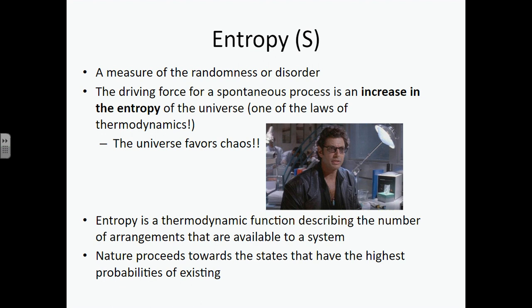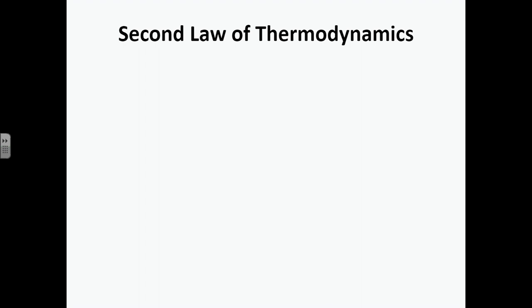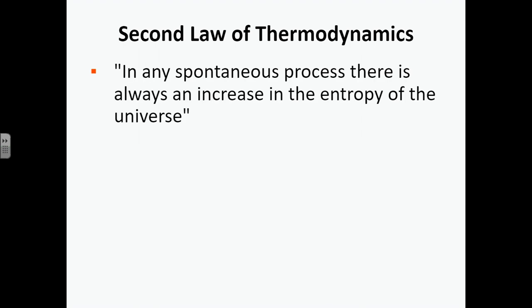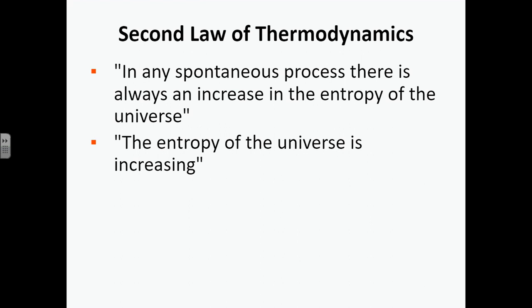So the idea of entropy is a thermodynamic function describing the number of arrangements that are available to a system. And that might sound wordy, and hopefully we can look more at a practical sense of what we're trying to get at when we're talking about entropy itself. Nature tends to proceed toward the states that have the highest probabilities of existing. So those are early indicators. And tying back into this law of thermodynamics, in any spontaneous process, there's always going to be an increase in entropy of the universe.